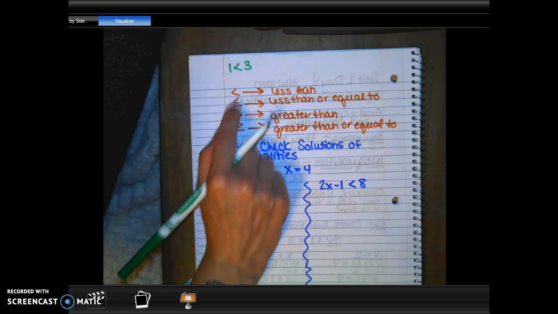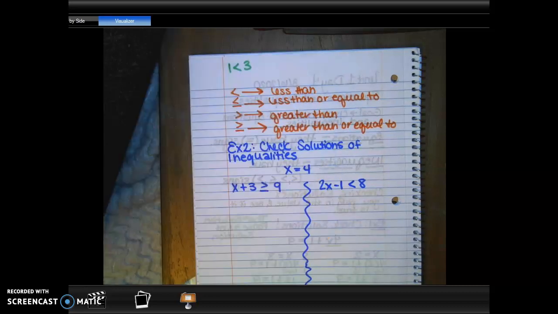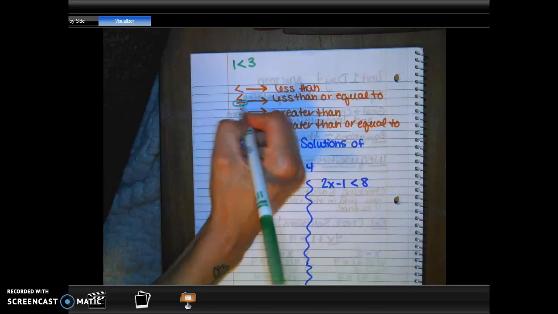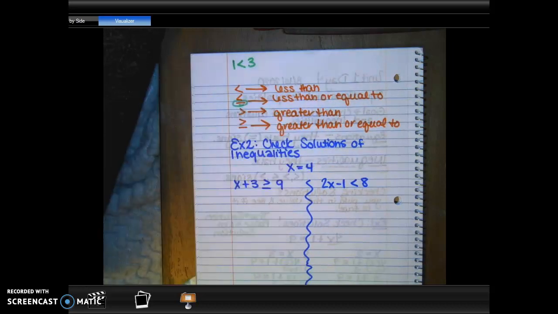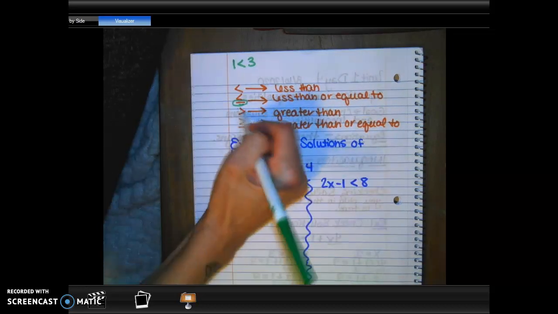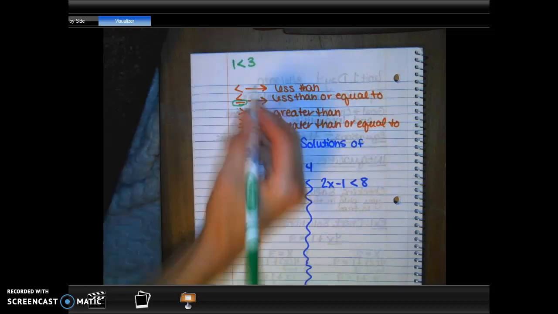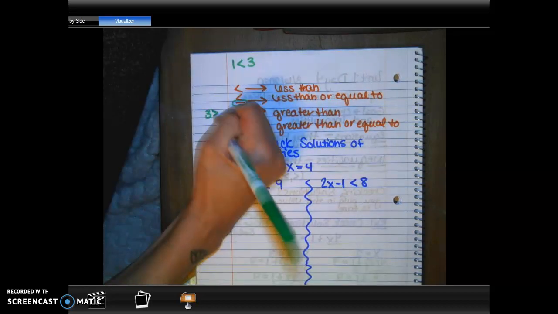This one right here is less than or equal to, which means it could say 1 is less than 3, or 3 is less than or equal to 3, okay? This means that if there's a line underneath it, it could end up being equal, okay? Whenever it's opening up this way, that means greater than. So let's say we would say, okay, well, 3 is greater than 1.